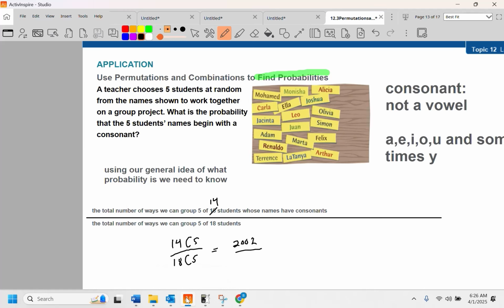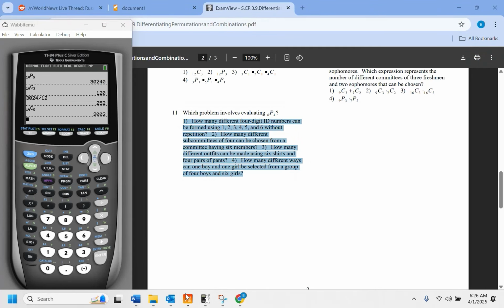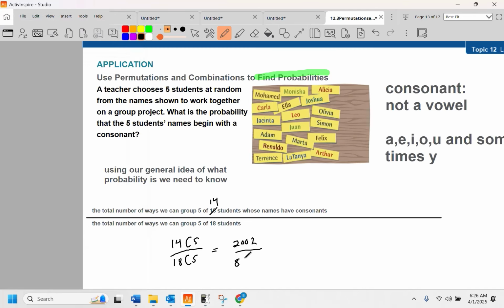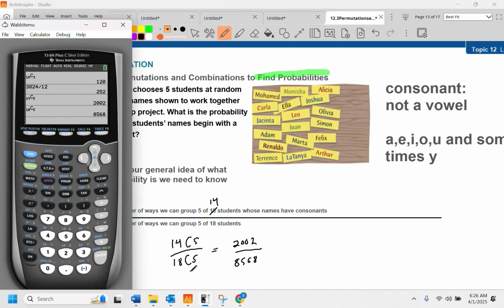And in the denominator, what do we have? Whoops, pressed the wrong thing. I'm just going to highlight the old one. We have an 18 choose 5. That's 8,568. So let's see what this works out to be. 2002 divided by 8,568 is roughly 0.2337.